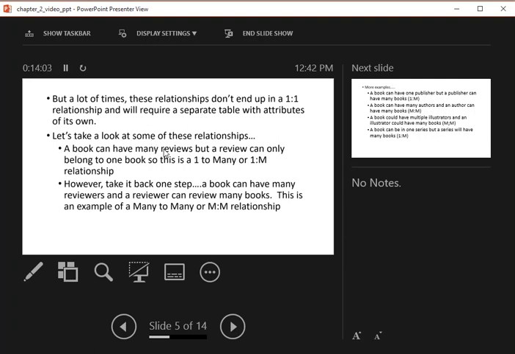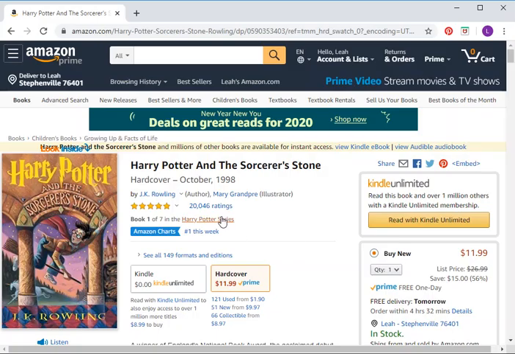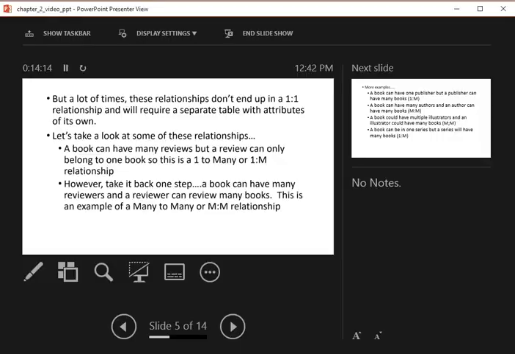So a book can have many reviews. In other words, if we looked at Harry Potter, if we go back and look at Harry Potter, it has over 20,000. And so this book has 20,000 plus, but a review can only belong to one book. So in Amazon, you don't say, in this review, I'm going to review Harry Potter and I'm also going to review The Hunger Games. You do those things separately. So this is a one-to-many relationship, and this is how this is designated in database nomenclature. It has a 1 with a colon and M showing the relationship.